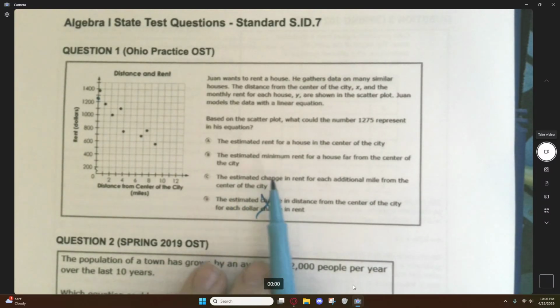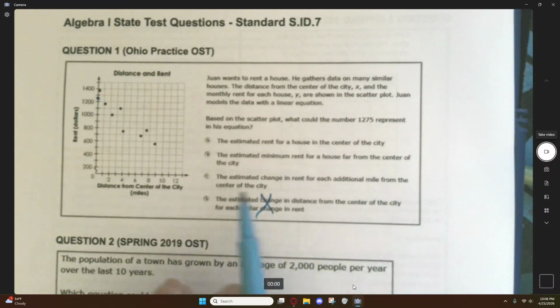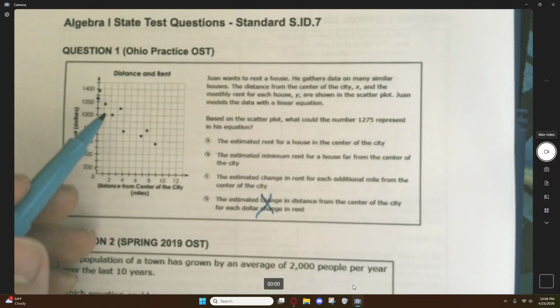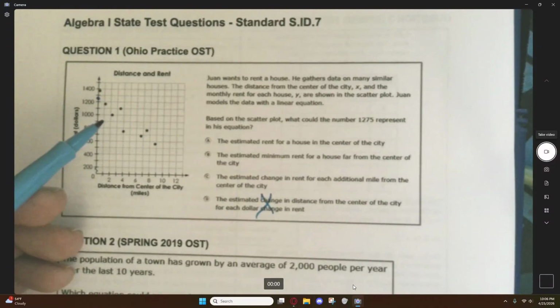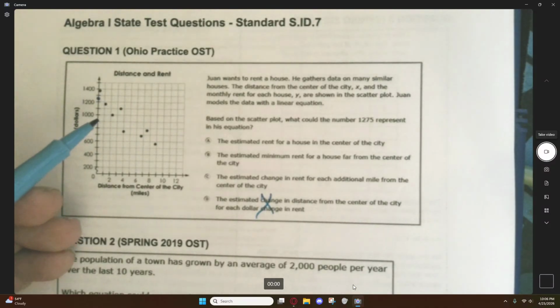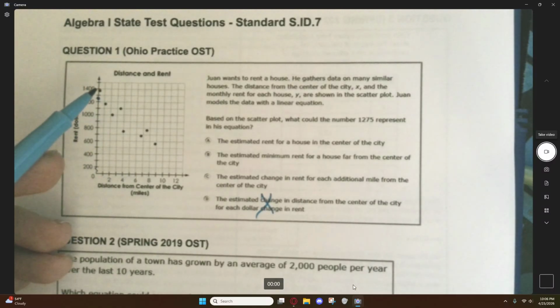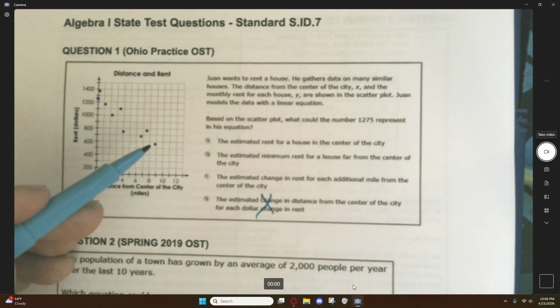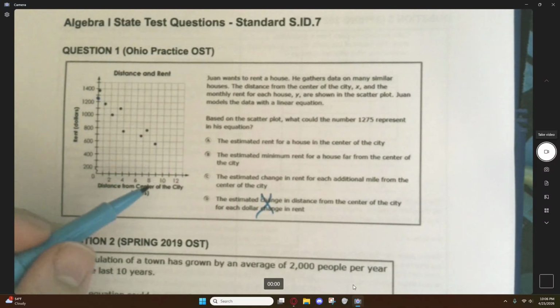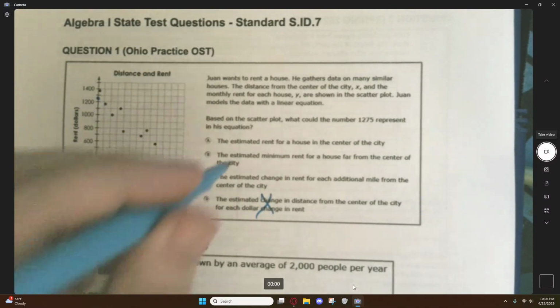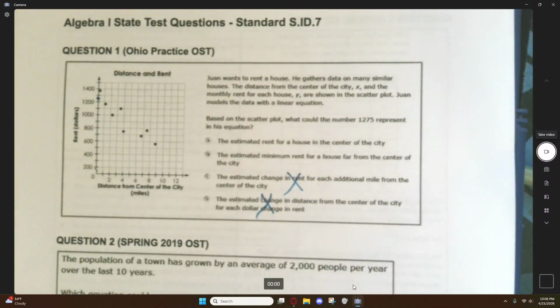The estimated change in rent for each additional mile from the center of the city. That would mean that if you moved 1 mile, your rent would change by $1,275, which we can see is just not true. Our range is somewhere around $1,400 down to somewhere around $600. So having a $1,300 change just makes no sense. So that leaves us with A and B. The estimated rent for a house in the center of the city, or the estimated rent for a house far from the center of the city.